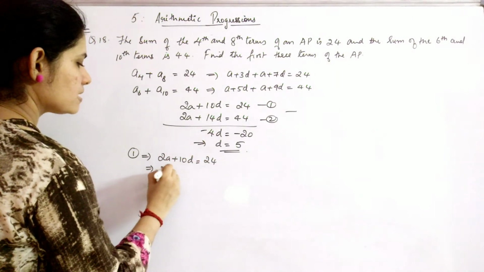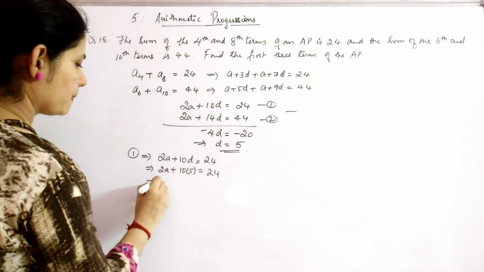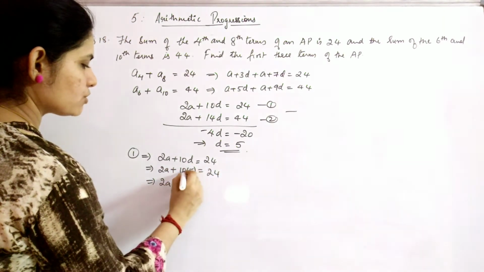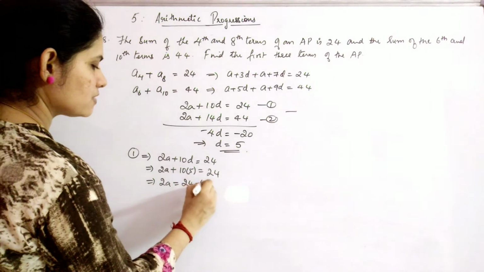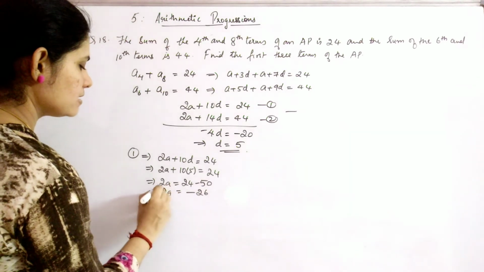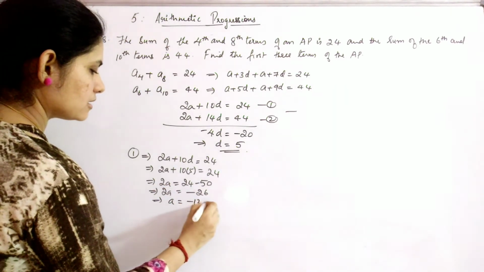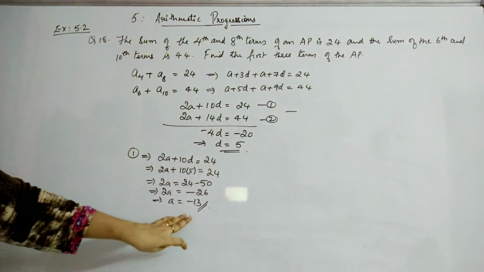I will just replace the value of D as 5, so that I will get 2A is equal to 24 minus 50, which is minus 26. So 2A is minus 26, or you can say A is equal to minus 13, right? So you got the value of A as minus 13.